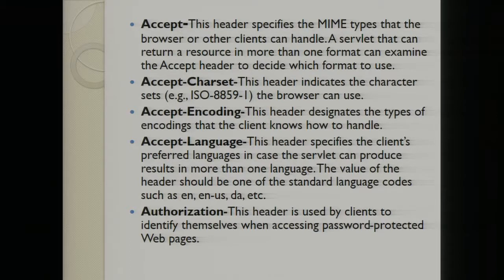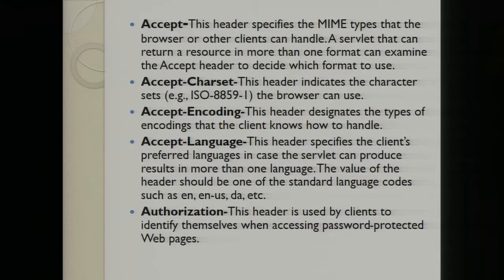Then next comes accept character set. This header indicates which character sets are acceptable by the client side or the browser. For example, ISO 8859-1 is one kind of character set, and another one is Unicode. So there are different types of character sets. Which character set is acceptable by that particular browser or client machine is identified using this accept character set.